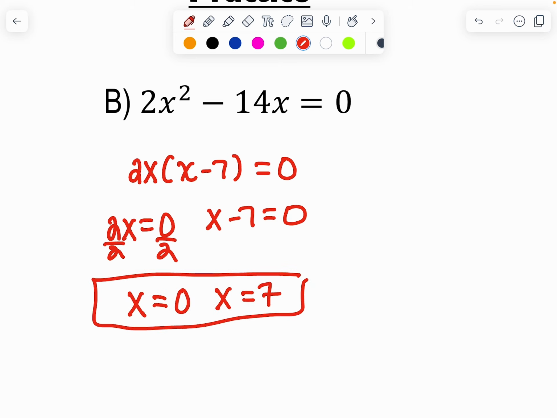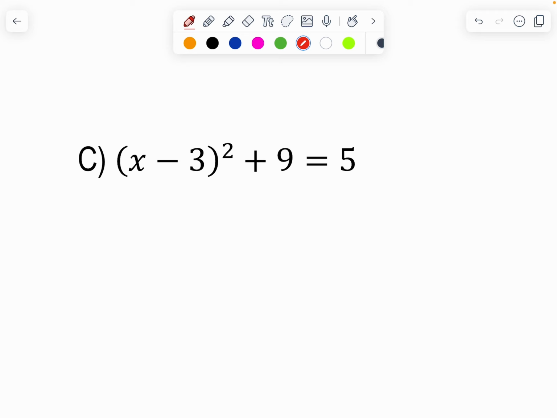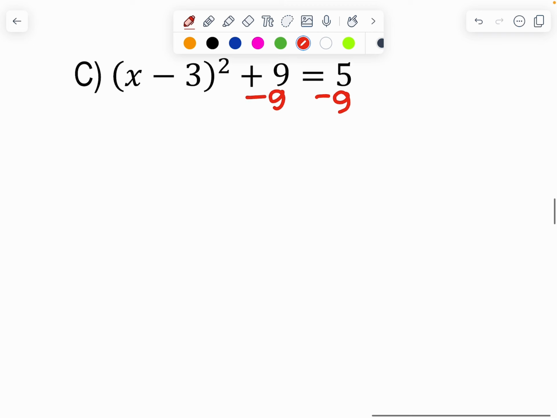All right, next one. Can I solve by square rooting? Because this is quadratic, I do not see an x squared and an x, so the answer is yes. I want to get this by itself so I can square root it. So I'm going to subtract 9 from both sides first. I have x minus 3 quantity squared equals negative 4, and now I can solve by square rooting.